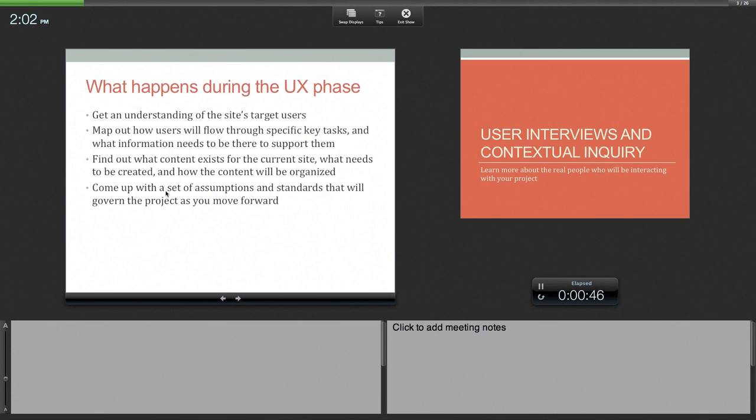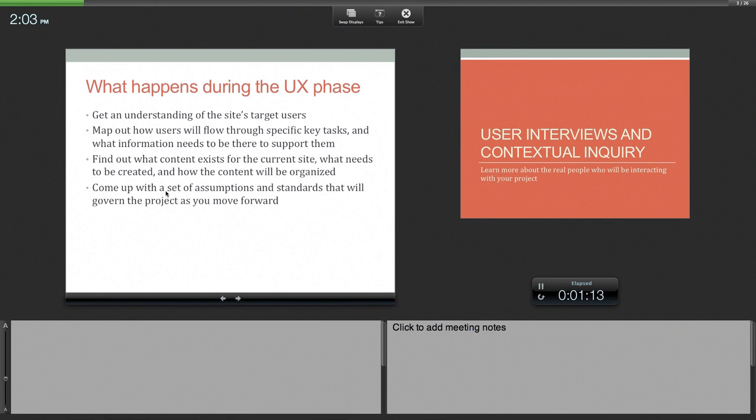So one of the things I want to talk about is what happens during the UX phase of a project. The UX phase of a project happens usually somewhere in between the initial discovery phase, so the kickoff meeting, where we do the creative brief and we have a basic understanding of the audience demographics. We've established the business goals and what we want to achieve with the project. We've done the competitive analysis.